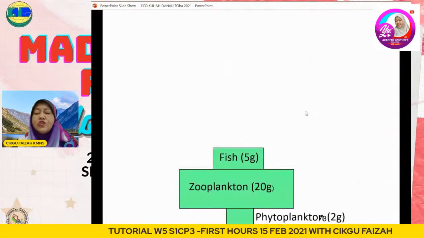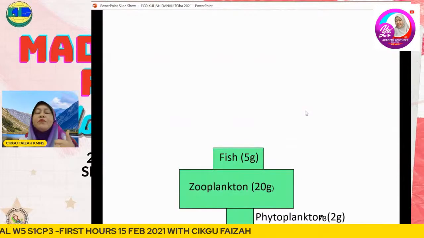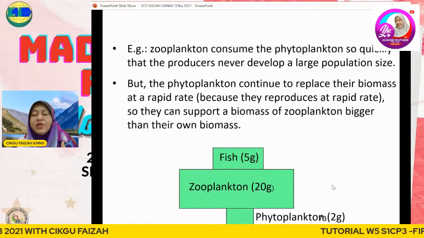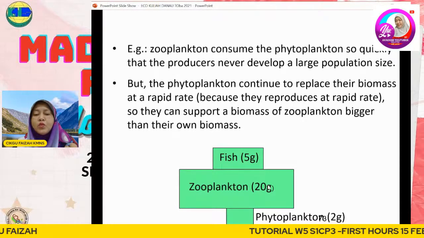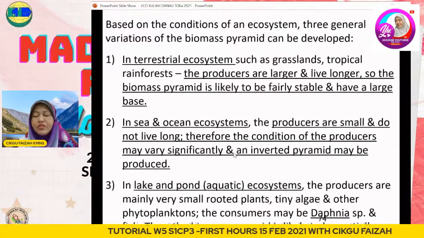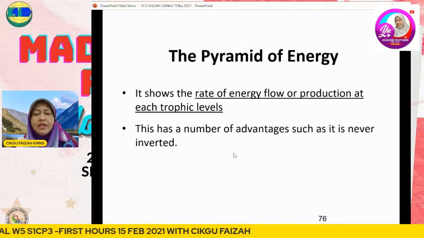So it also can be inverted. Just now the number pyramid can be inverted, and the biomass pyramid can be inverted too. So this is the example. Phytoplankton is 2 gram, eaten by the many zooplankton, 20 gram, and then the zooplankton will be eaten by fish, 5 gram. Okay, so the advantages you read up yourself.